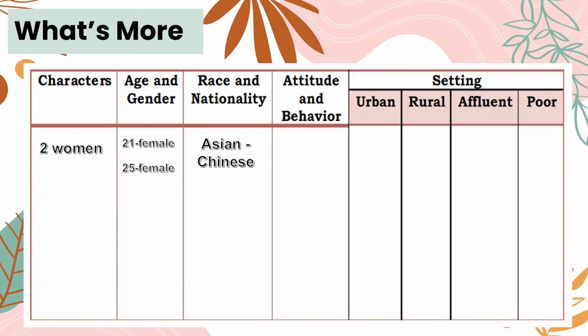And for attitude and behavior, I said spoiled and serious, but you can always put there any attitude and behavior that you can see on the image. For the setting, of course, it can be in rural or urban. But as you look at the picture, it can be in the urban or in the city. Of course, they are affluent or rich.